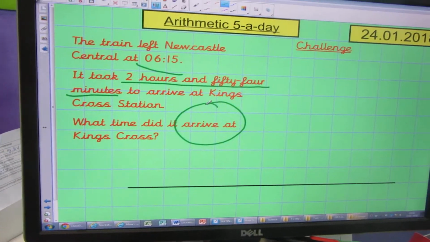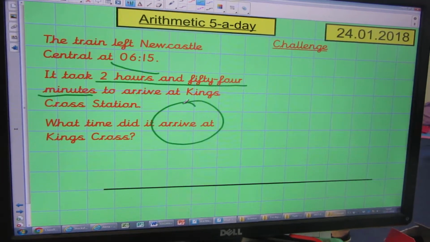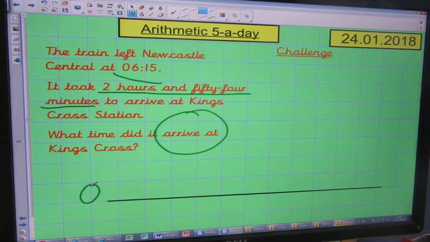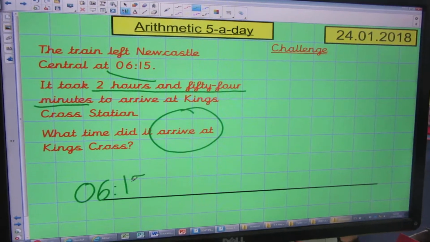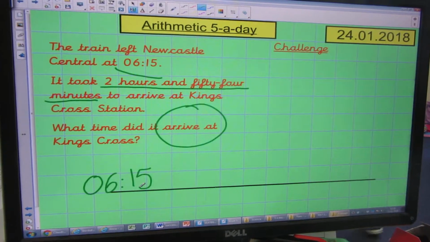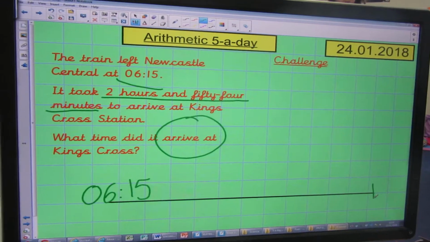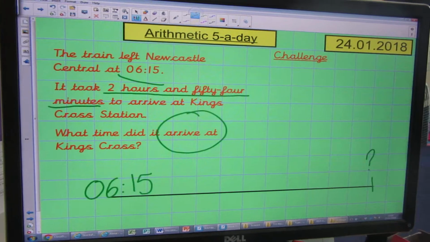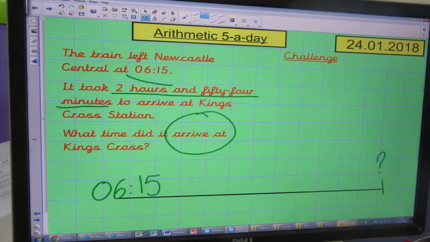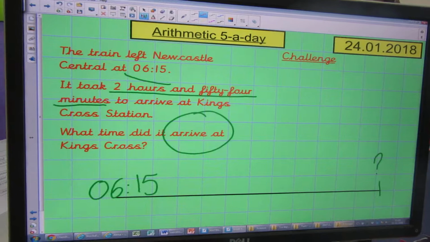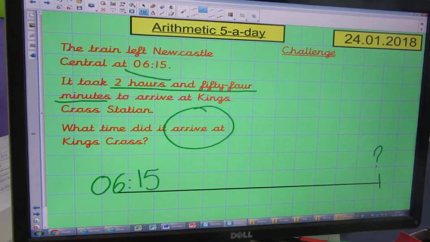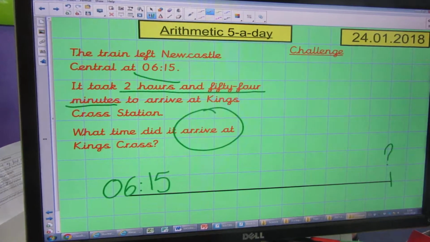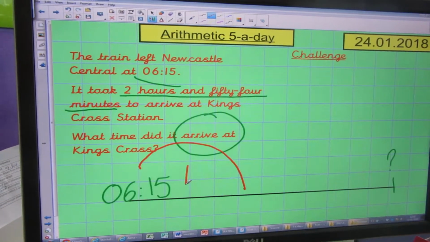Do I know my start time? Yes. What's my start time, Shakira? It's 6:15. Fantastic. So I'll put 6:15 at the start of my timeline. Do I know my finishing time? No, that's what I need to work out. So I should know my journey. What's my journey time? Ella? 2 hours and 54 minutes. So I need to do this as a jump. What would be a sensible jump to do first of all? Neve? 1 hour. Yeah, add 1 hour.